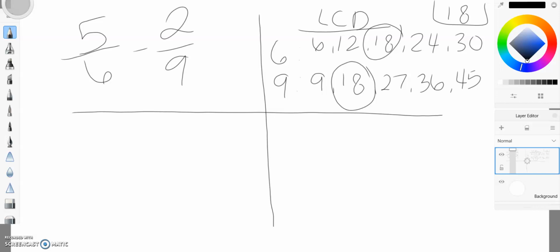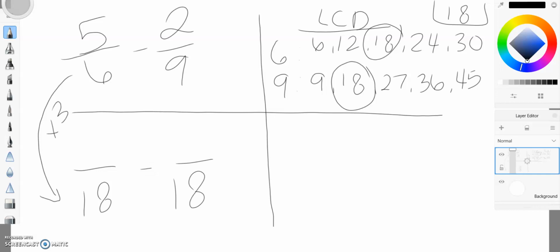After that, we just have to change our fractions. So 6 times what gets me 18? We'll go ahead and set this up. 6 times 3 gets me 18. So whatever you do to your denominator, do to your numerator. So 5 times 3 is what? 15. So 15 over 18.